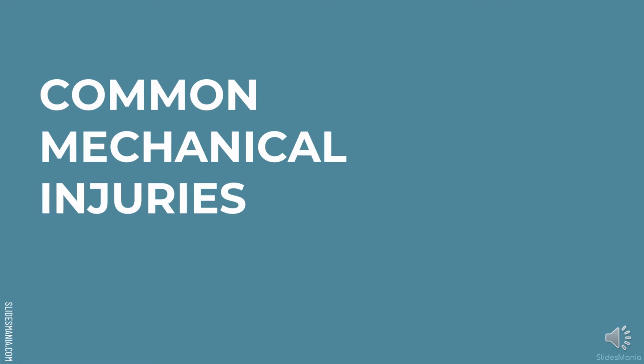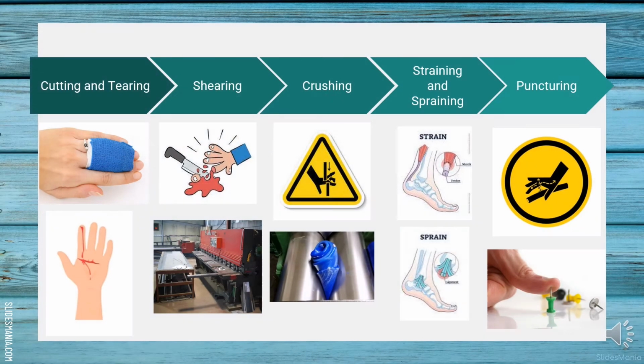Common mechanical injuries. Cutting and tearing. Shearing, that mostly occurs when body parts are in contact with the blade of a shearing machine.